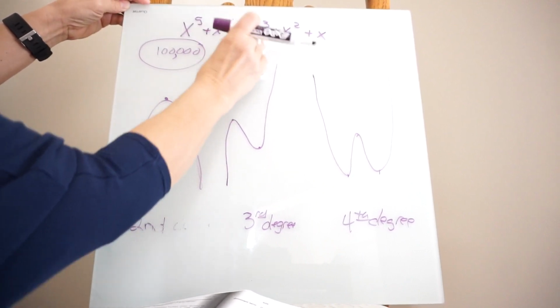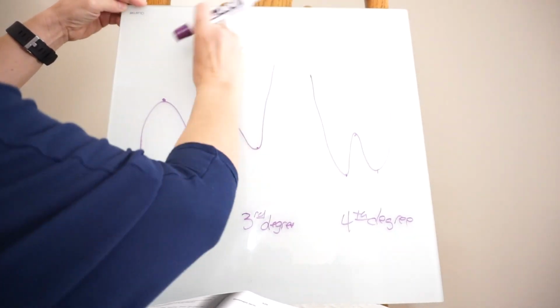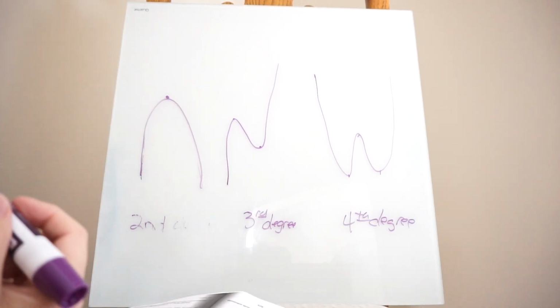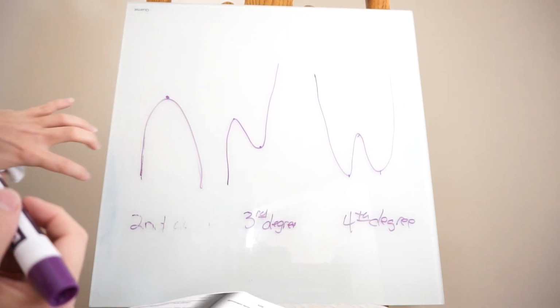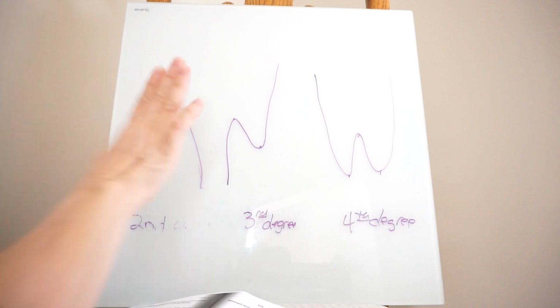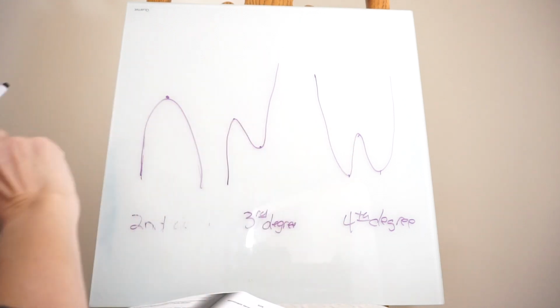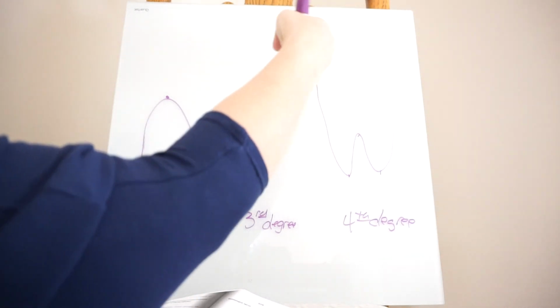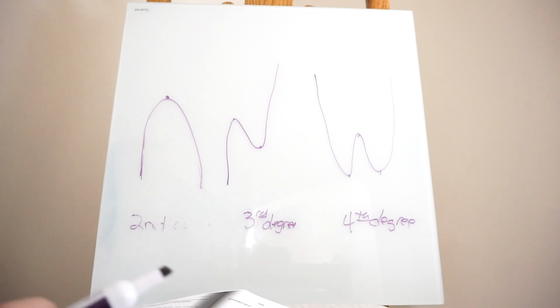So the degree of the highest term is going to be the dominant term. It's going to dominate what happens at very large negative numbers or very large positive numbers. So it's going to determine what's happening at the ends of these graphs as they reach positive and negative infinity, type of thing.